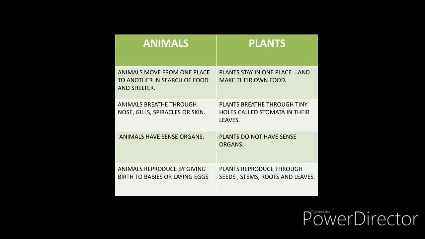Animals move from one place to another in search of food and shelter, while plants stay in one place and make their own food. Like animals and human beings, we need to move from one place to another when we gather our food or when we need to buy our food. In that same manner, animals also move from one place to another in search of food and shelter. But in case of plants, they stay at one place only and they make their own food.